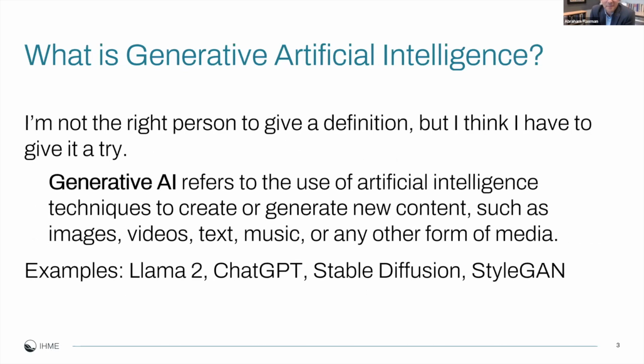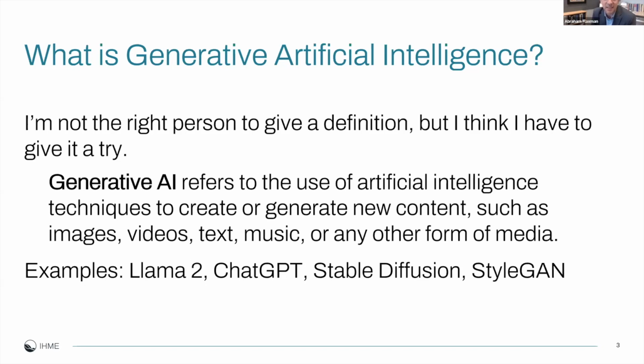So I feel like I'm not the right person to define generative artificial intelligence, but also I'm a mathematician by training. Before I got into global public health, I was just obsessed with definitions. So I feel like I have to give it a try. So if we were to give a definition, maybe we could say generative AI refers to the use of artificial intelligence techniques to create or generate new content. That's what I'm going with for now. And if there's something that's more nuanced or that I'm missing, I hope I'll find out.